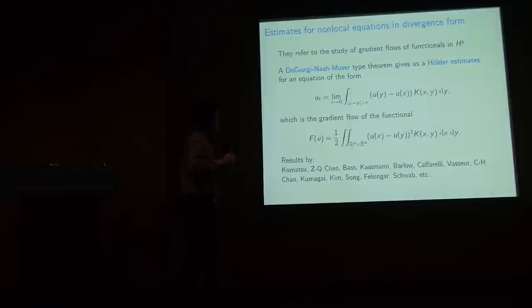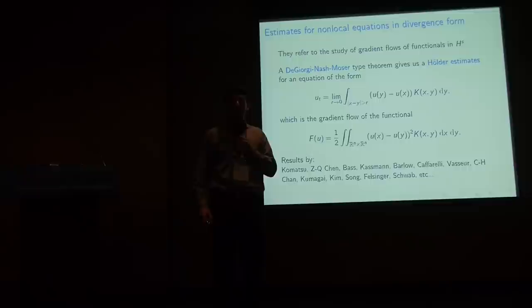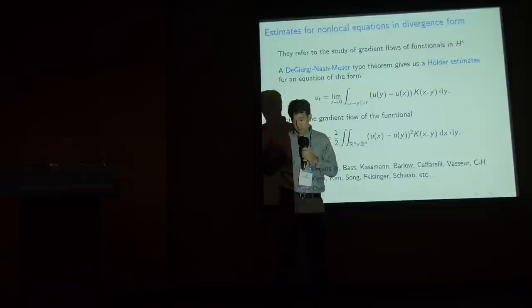An analog of the DiGiorgi-Nash-Moser theorem would be to have a Hilbert estimate for an equation like this, assuming some pointwise bounds on the kernel K, but without assuming any regularity for K with respect to x or y. And there is a family of results. There are several people and several papers about this subject. Why are there so many different results? Well, when we study integral differential equations, of course, there is a much richer family of equations than when we study second order equations.